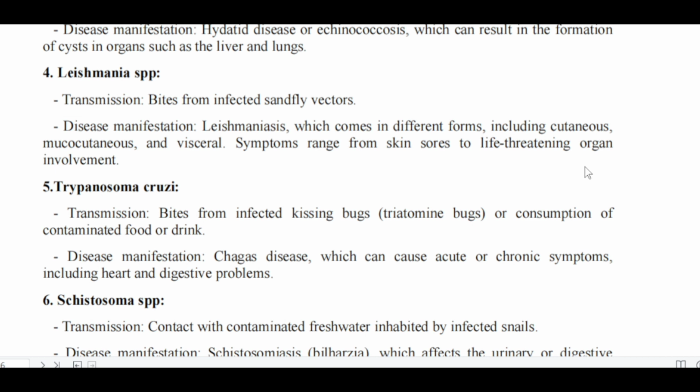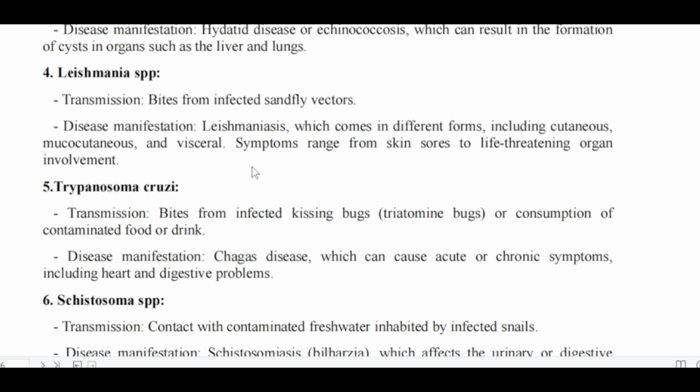Those cutaneous and mucocutaneous forms usually affect the upper surfaces and a little bit deeper, but the visceral one actually goes deeper into the organs. Symptoms range from skin sores to life-threatening organ involvement, especially when it involves organs. So it can be very disturbing.